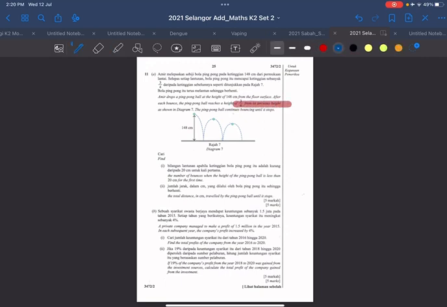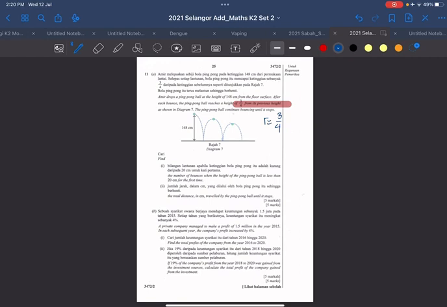So from this statement, we should know that this question involves geometric progression because it involves the R, which is the ratio, and the value of R is 3 over 4, as the height of the ping pong ball is 3 over 4 of the value of the previous height.